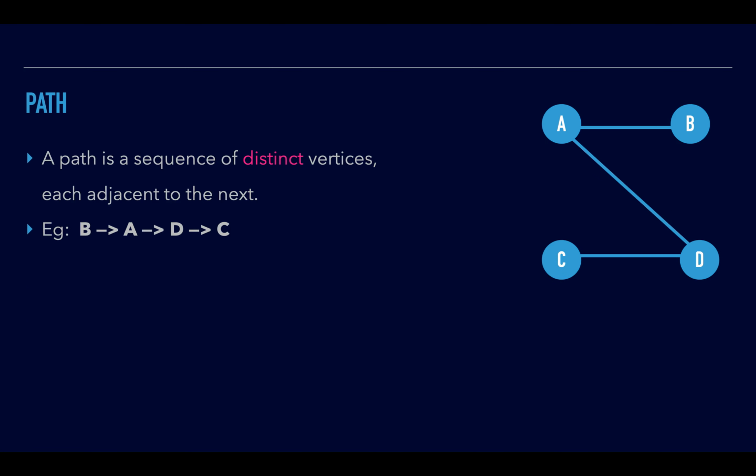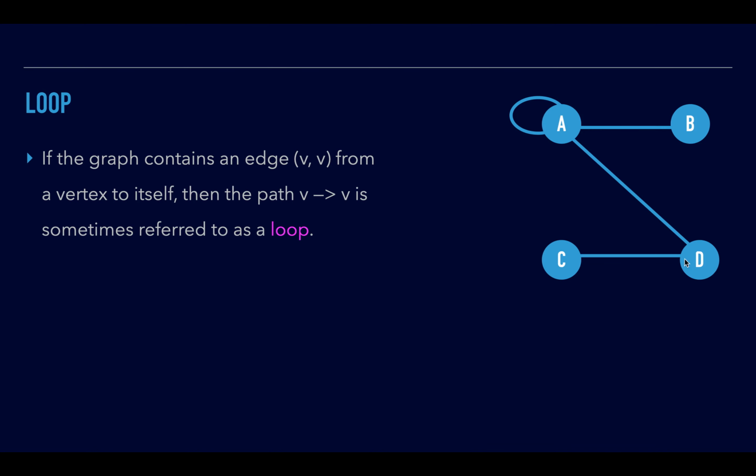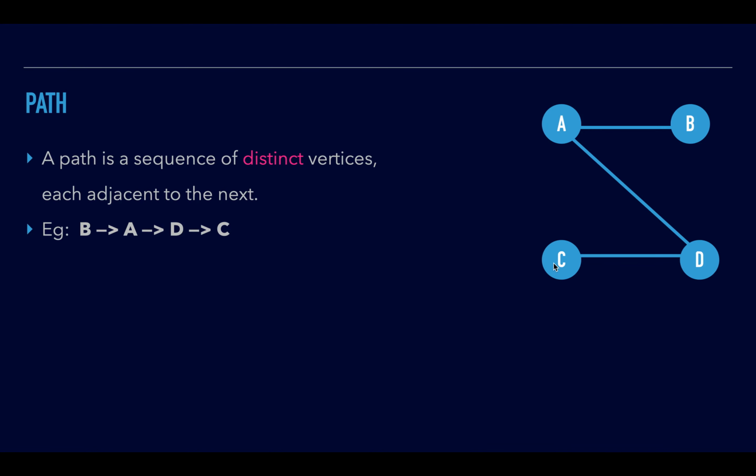The next one is path. A path is a sequence of distinct vertices, each adjacent to the next. So the path is the sequence of vertices that lets you go from one vertex to another vertex. Suppose I want to find a path from B to C, then first I have to go to A, then to D, then to C. For example, if I want to go from C to A, then the path will be C to D, then back to A. So this is the idea of a path.